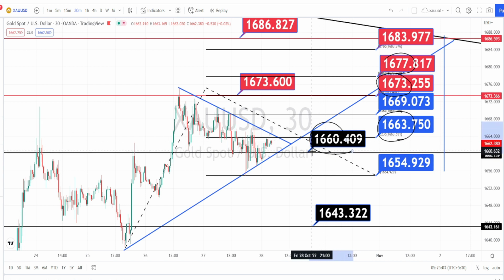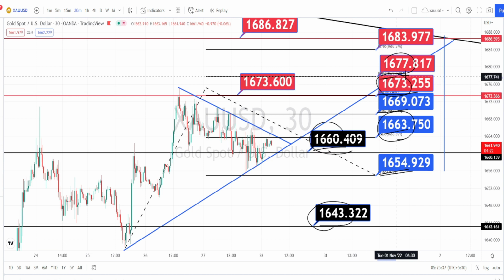If the price action breaks the support level of 1660, the next level of support is going to be around 1654. And if it breaks that support level, the next level of support from the higher time frame is going to be around 1646. If the price action breaks the resistance level of 1663, the next levels of resistance are going to be around 1669, 1673, 1677 and 1683.